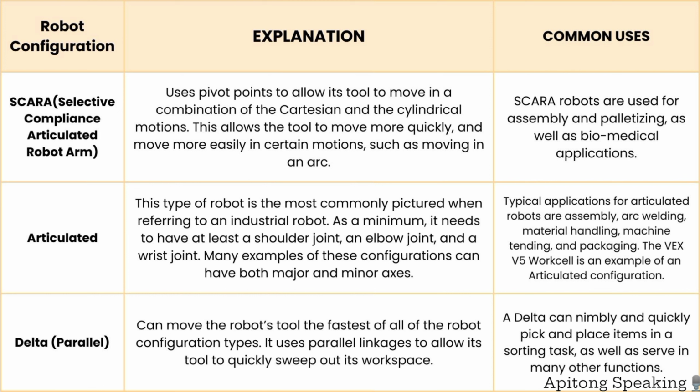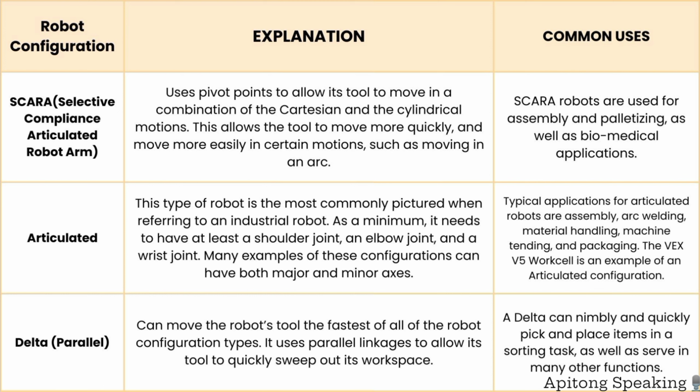Next we have the articulated robot configuration. This type of robot is the most commonly pictured when referring to an industrial robot. As a minimum, it needs to have at least a shoulder joint, an elbow joint, and a wrist joint. Many examples of this configuration have both major and minor axes. Typical applications for articulated robots are assembly, arc welding, material handling, machine tending, and packaging. The VEX V5 work cell is an example of an articulated configuration.